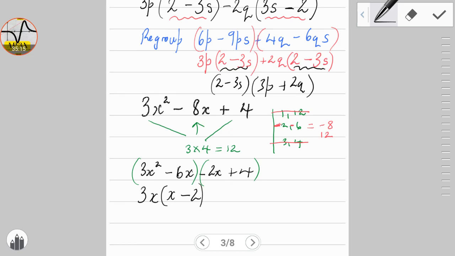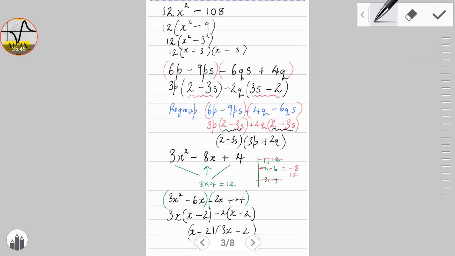Now the common factor on the right side here is minus 2. Open the bracket. Minus 2 divides into minus 2x, goes x times. Minus 2 into positive 4 goes minus 2 times. So notice that we end up easily with the same thing in the bracket. They are the repeated factor, x minus 2. And obviously what is left is 3x minus 2.